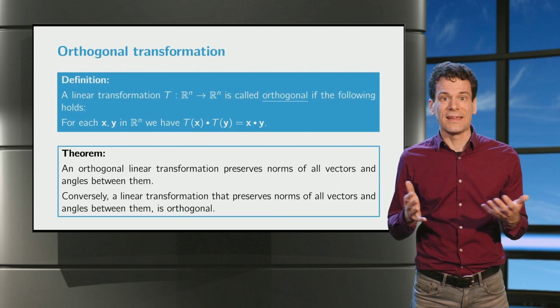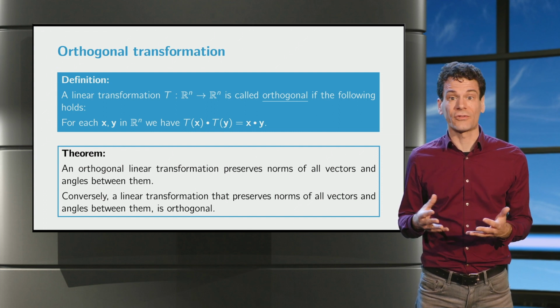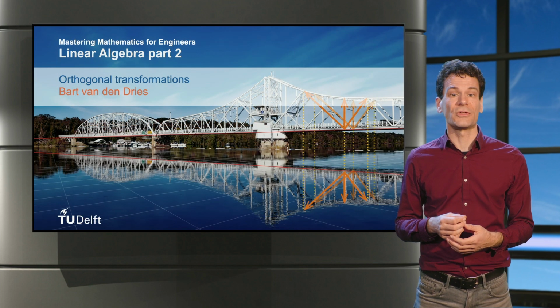Since orthogonality is a special property, you can expect that the standard matrix of an orthogonal linear transformation has special properties as well. We will study those properties in the next video.